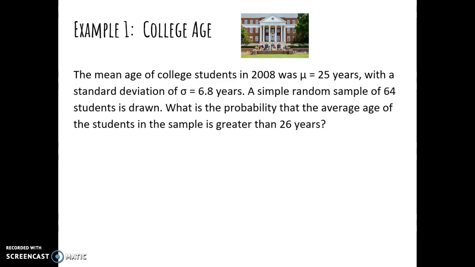So this one is different than what we're used to because we're finding the probability not for the entire population, but the probability that the average age of the students in the sample, that the sample mean, is greater than 26. Okay, so we still can use normal CDF, but we need to use rules for the central limit theorem because we're no longer talking about the distribution of just college students. We're now talking about the distribution of samples of college students.